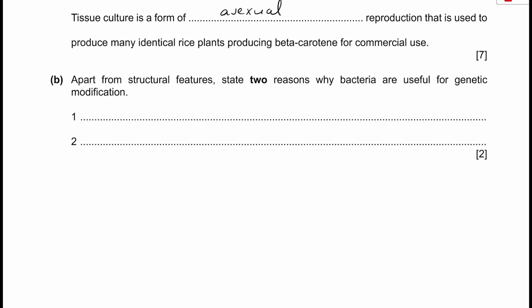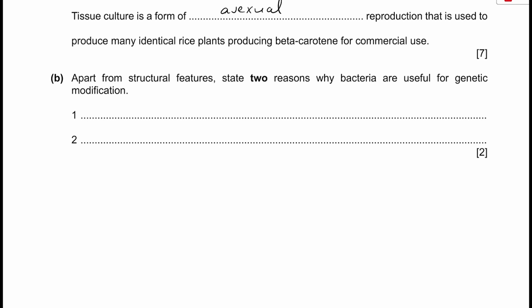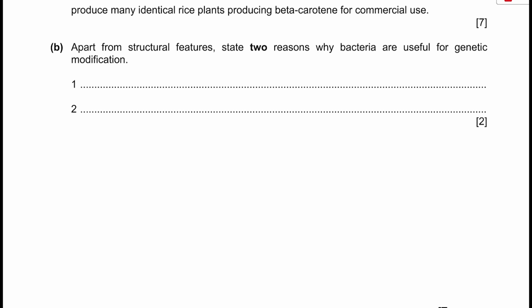Apart from structural features, state two reasons why bacteria are useful for genetic modification. So bacteria are useful for genetic modification, first of all, because they have no ethical issues. They don't raise ethical concerns at all. But apart from that, they are simple structures and they are easy to handle and manipulate, and also they reproduce rapidly. So here we say they reproduce rapidly, they are easy to handle and manipulate.